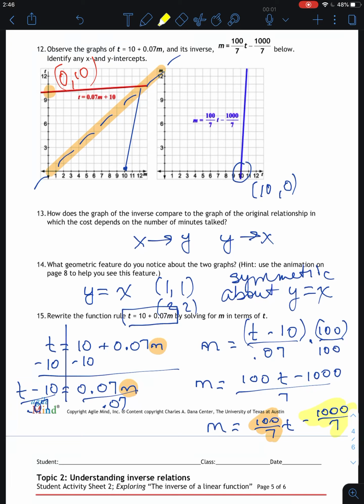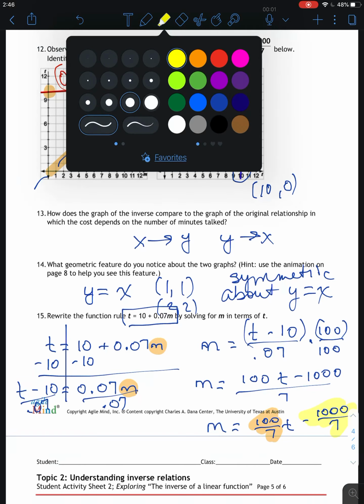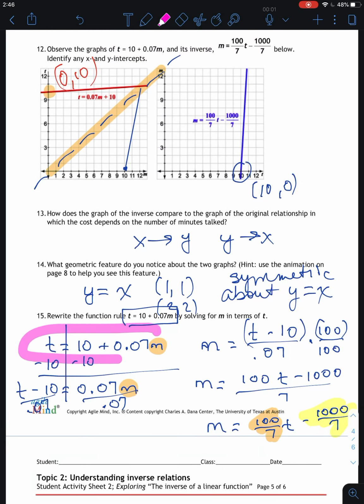And so m equals 100 over 7t minus 1,000 over 7 is the inverse function to the original function that we started out with here, t equals 10 plus 0.07m. One we solved for t, here we solve for m, so one is the inverse of the other.